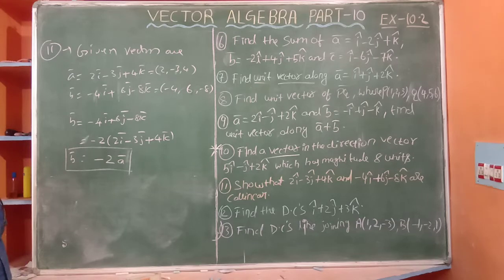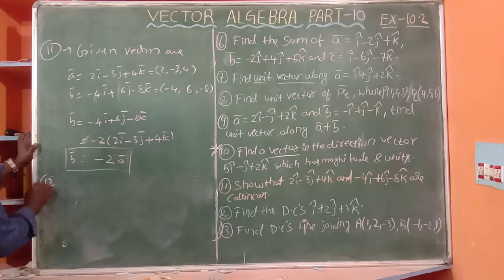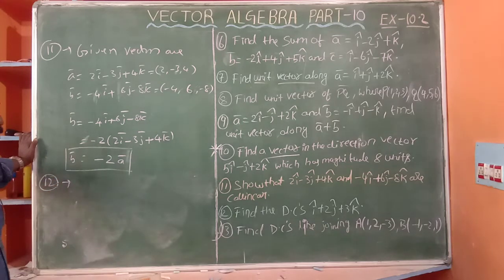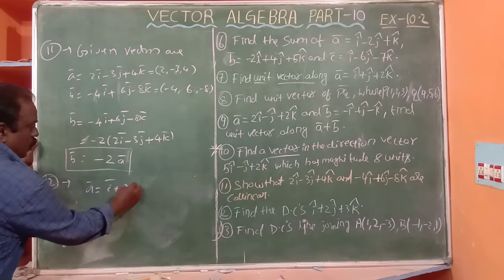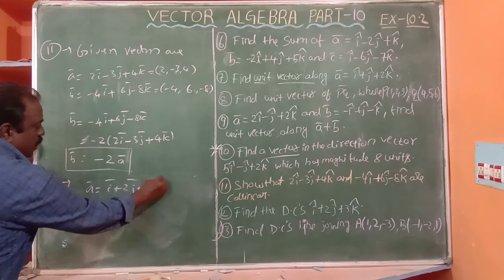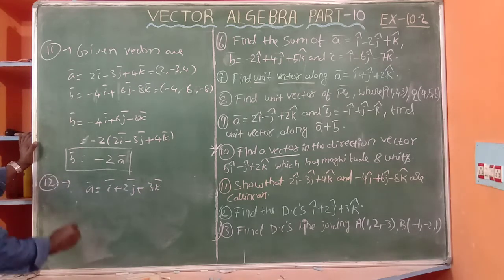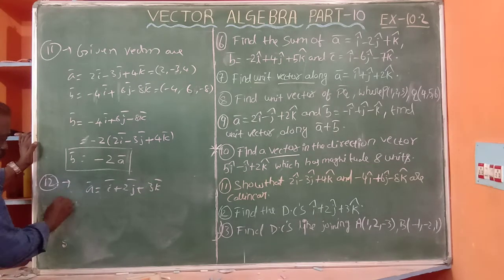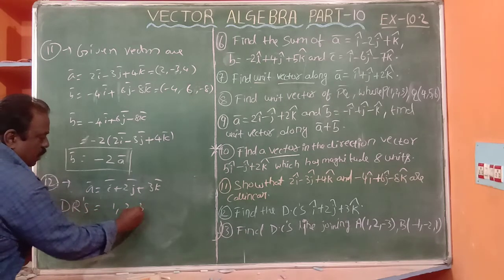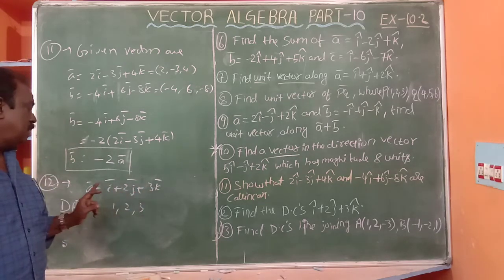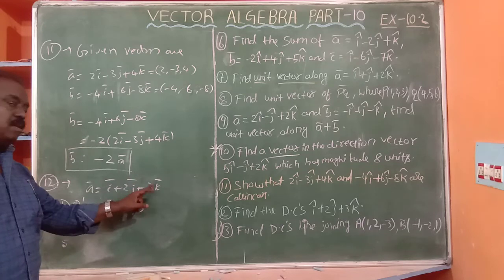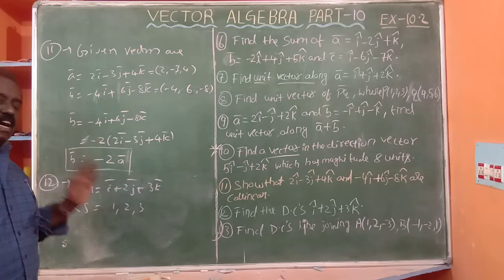Next, the 12th one. Find the DCs of, this is a very good concept, A bar equals i plus 2j plus 3k cap. Now, the DCs. First you write the DRs. DRs are 1, 2, 3. Already I told you a number of times, the coefficients, the scalar components, whatever you call them, are simply the DRs.